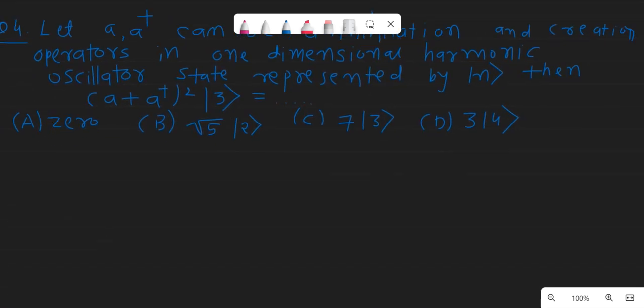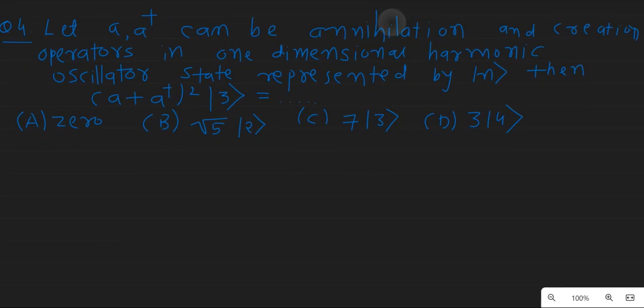Now fourth question, in which we are given that A and A dagger are the annihilation and creation operators. So A is the annihilation operator and A dagger is the creation operator in a one-dimensional harmonic oscillator state represented by ket n. Then (A plus A dagger) whole squared, when it operates on ket 3, will give. So now I put (A plus A dagger) whole squared operating on state 3.